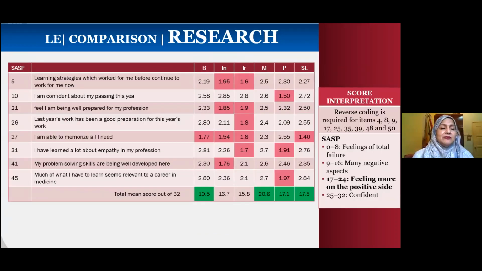Students' academic self-perception. Usually for self-perception, students are quite strict in giving the marks, because they are not happy with so many things. But still, 17 to 25 was feeling more on the positive side. 19, 20, 17, and 17 was the highest marks. India and Iran practically couldn't make it in this one because the students were not very happy with their own self-perception.